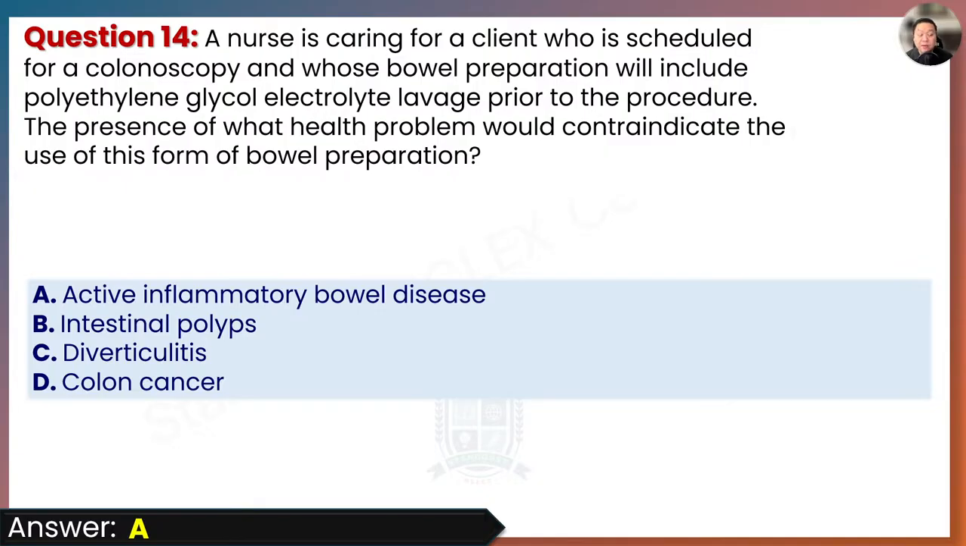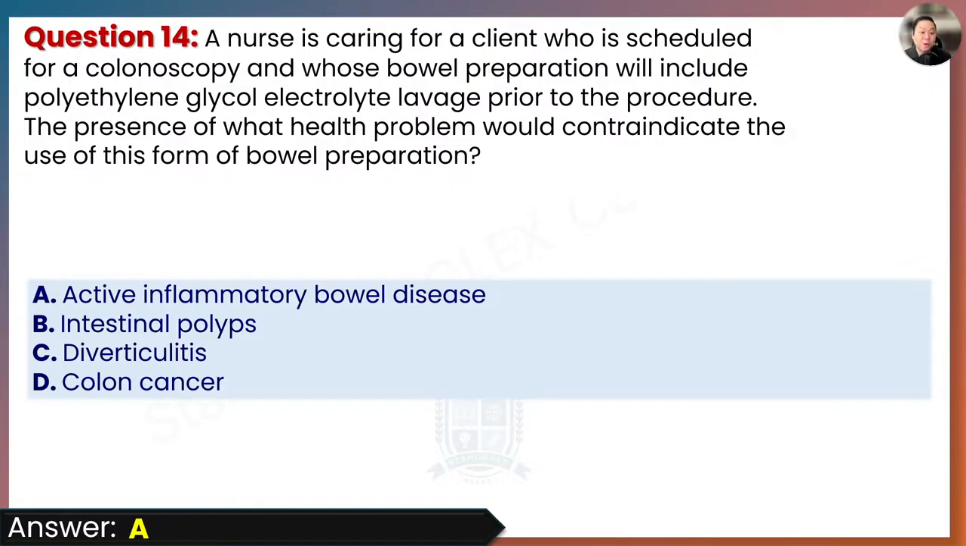Or the colonoscopy will be postponed if the inflammation is so severe. Okay? So the bottom line here is that the active inflammatory bowel disease is a major contraindication. And so this is our correct option. Now, what about letter B, intestinal polyps?